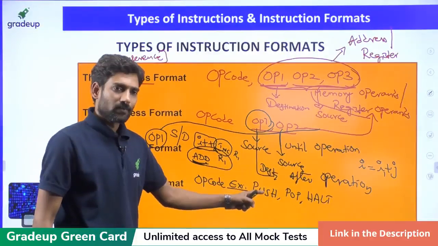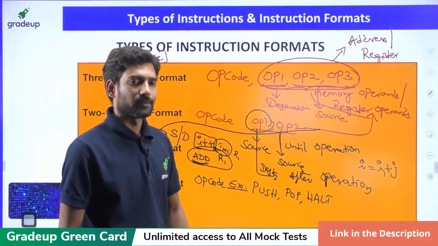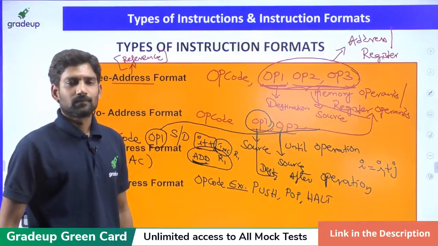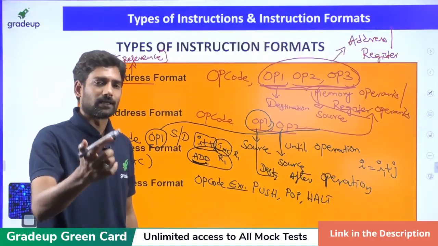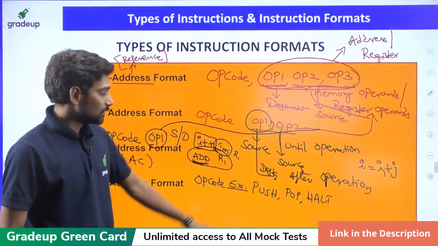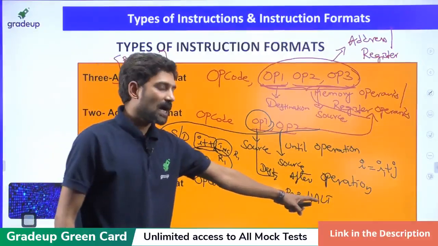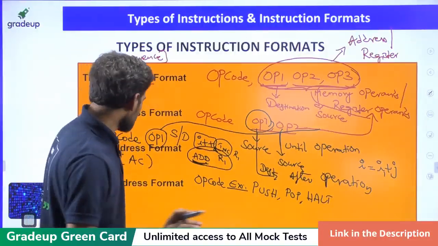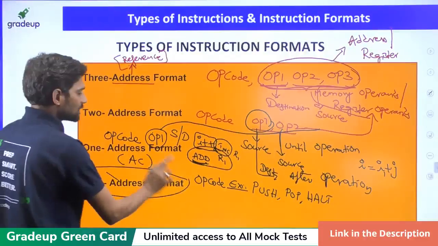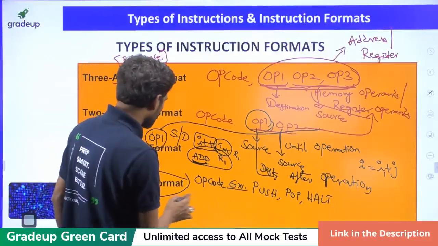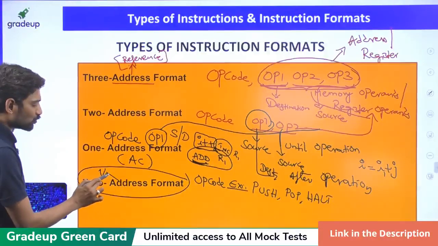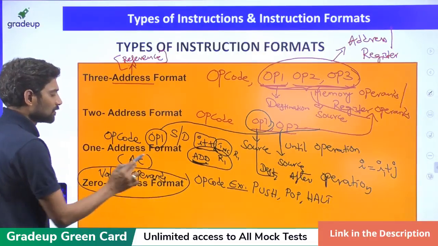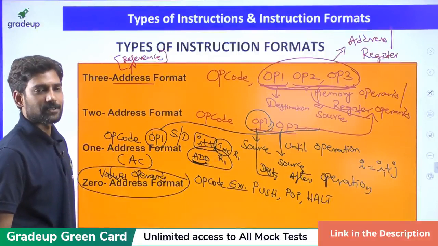That means whenever you use push, that is the input into the stack. What would be the input? What you enter? Value, right? Pop, value. Halt, which is an initiation by the user. So guys, in zero address formats, what should the operands be? Values should be the operands.